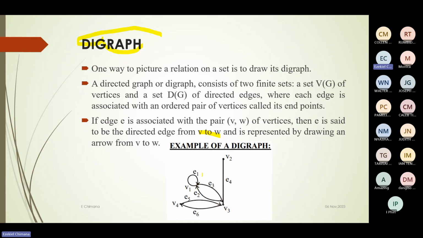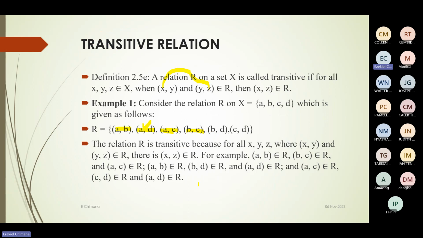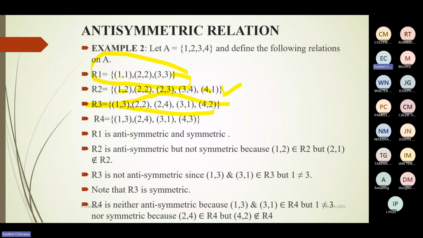And then there's a loop. We draw a loop whenever we have a vertex like V1 here. So this E1 is just a loop. It means the vertex is mapping to itself. That's why we have this loop. So you represent it by a loop. Whenever you have something like (1, 1), you draw a loop on 1.